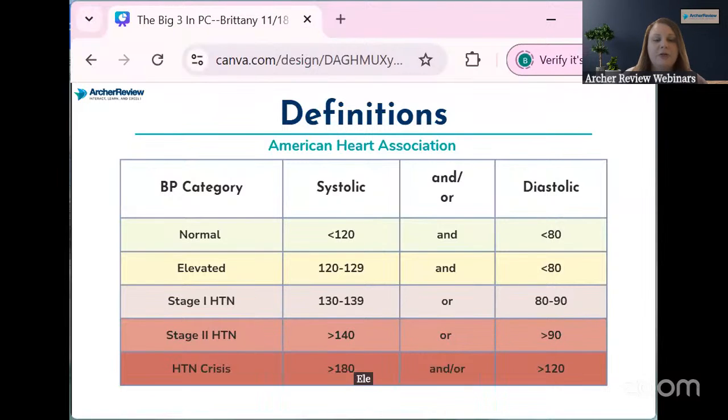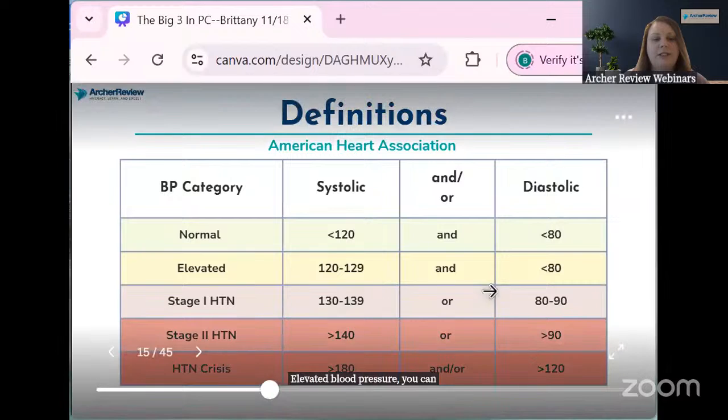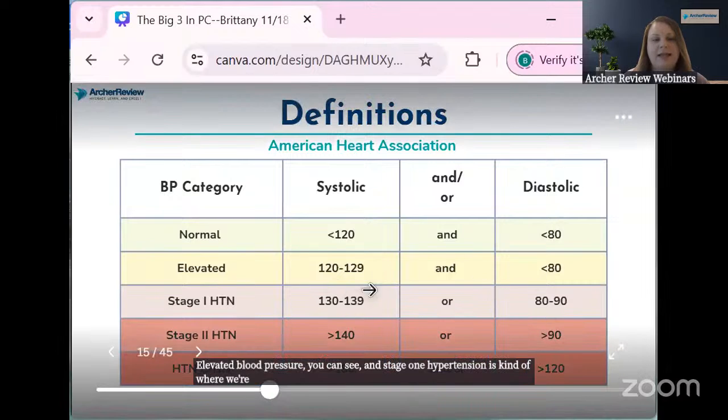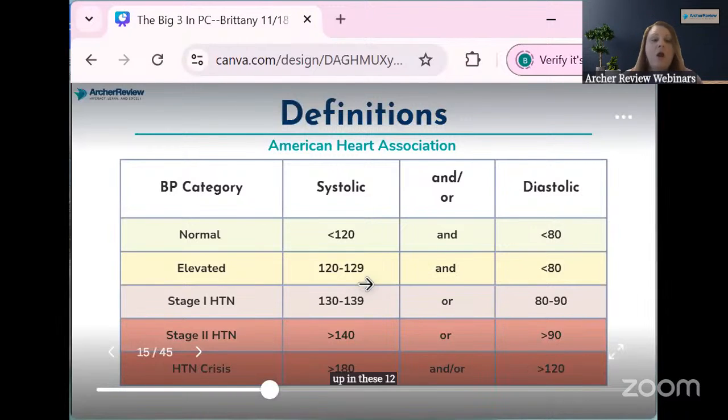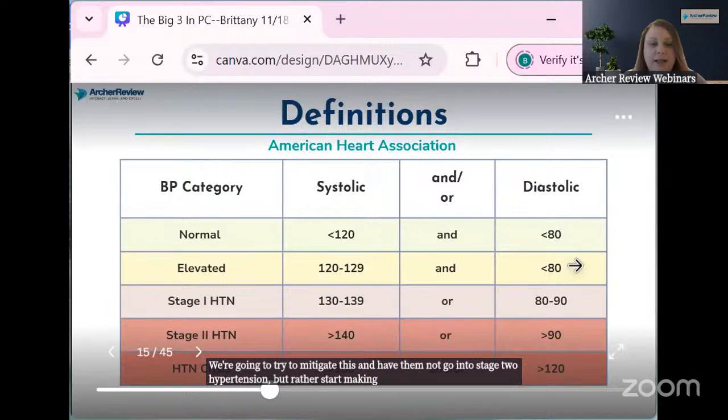Elevated blood pressure, you can see, and stage 1 hypertension is kind of where we're trying to catch our patients at. If we're starting to see these numbers up in these 120s, 130s/80, we're going to try to mitigate this and have them not go into stage 2 hypertension, but rather start making lifestyle changes right here. This is where they can kind of really get a lot of bang for their buck.